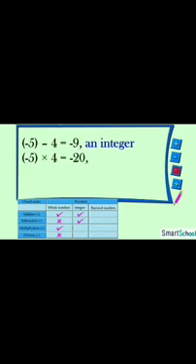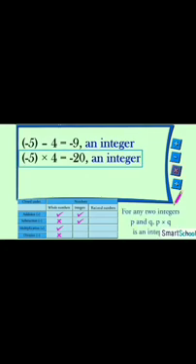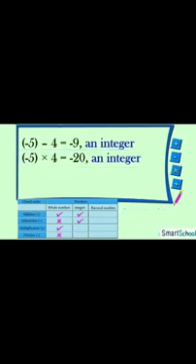And on multiplying -5 with 4, we get -20, which is also an integer. Similarly, multiplication of any two integers is always an integer. Thus, we can say that integers are also closed under multiplication.